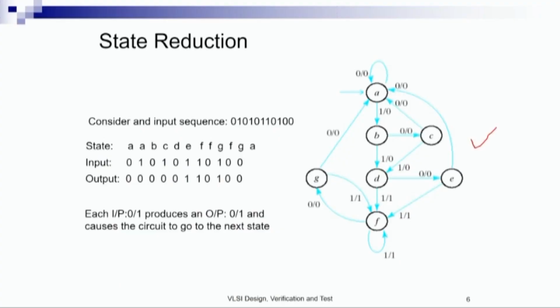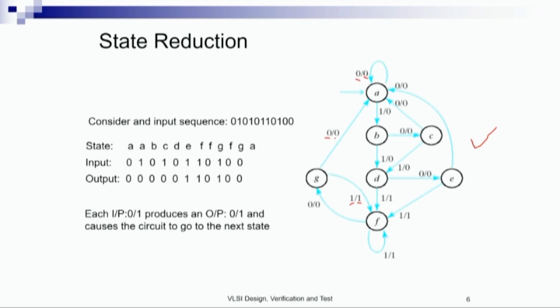Now we will understand how state reduction is realized. We will take this sample FSM for understanding how state reduction is done. So in this FSM we see that A is the initial state. This FSM consists of 7 states, A, B, C, D, E, F, G.